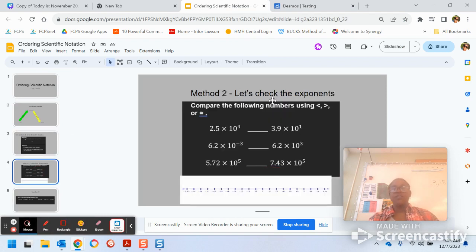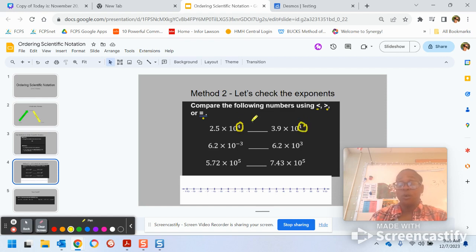All right, so method 2, let's check the exponents. So this one, we're only looking at the exponents. Here it's asking to compare the following numbers using less than, greater than, or equal to. And we're only going to look at the exponents. So this is a 4, and on this one, the exponent is 1. Which one is larger? If you chose 4, you're absolutely correct. So 4 is greater than 1.